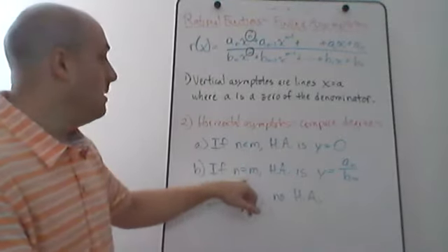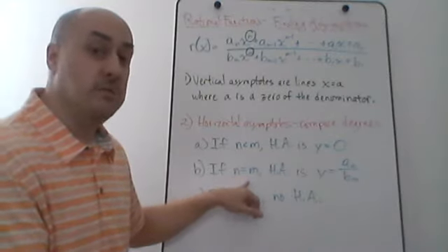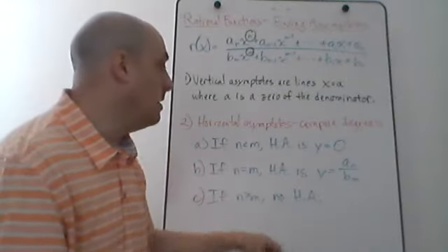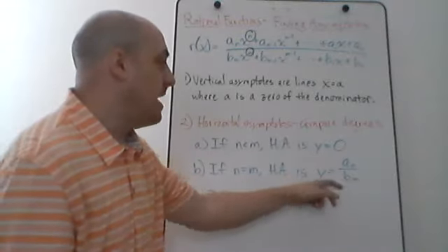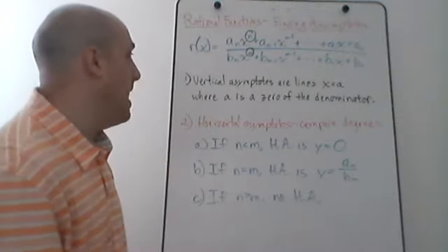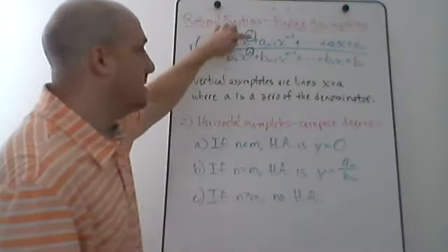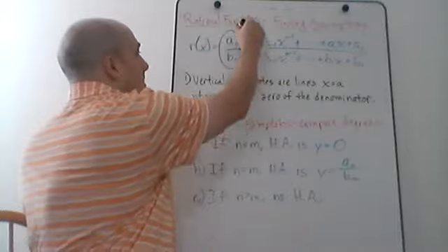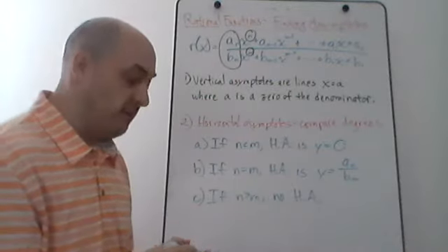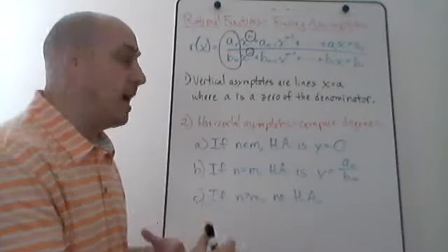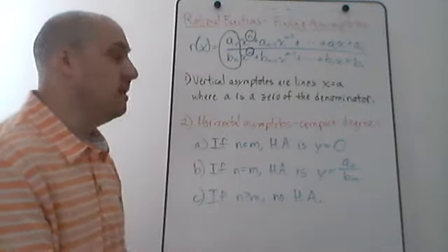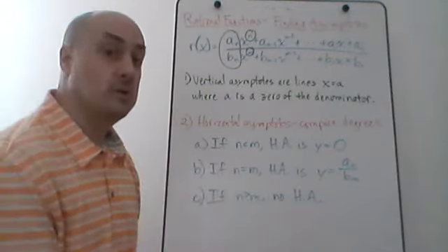If the two powers are equal to each other, if the two degrees are equal, if n equals m, then your horizontal asymptote is y equals a sub n over b sub m. So if these two exponents, the highest exponents we have in the numerator and denominator, are equal, then I take those leading coefficients, those numbers in front of those terms with the highest exponents, and I put those into a fraction, and y equals that number.